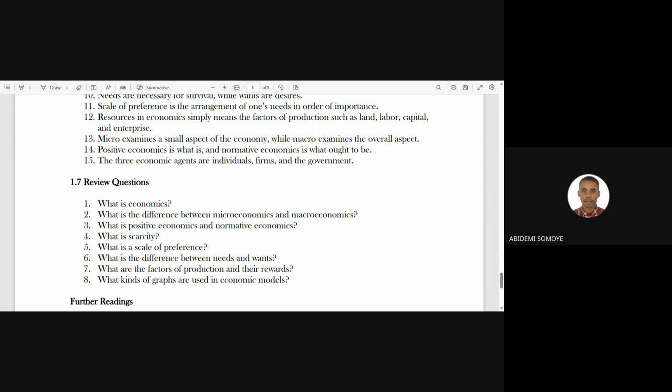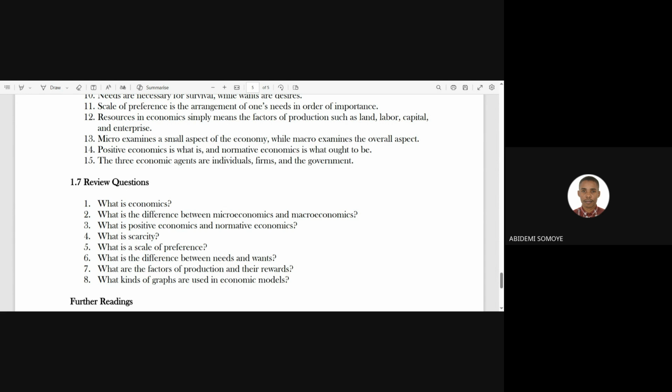We usually say profit, or we say loss. So if you are in business, it's either you make profit or loss. I also mentioned, what is scarcity? Scarcity means that our resources are not enough.